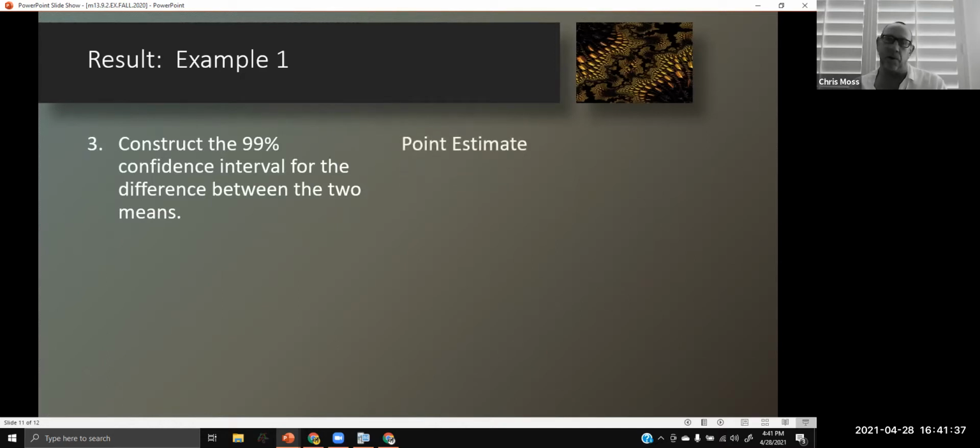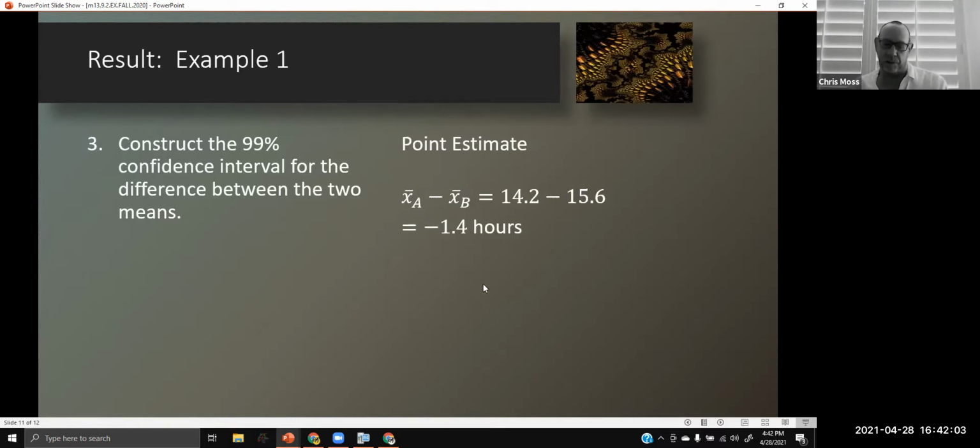Yeah, there is a point estimate. Here, it's the difference between the two sample means. 14.2 hours minus 15.6 hours means the point estimate for the difference between the two means is about a negative 1.4 hours. And remember, that's because the hours in region A were less than the hours in region B.